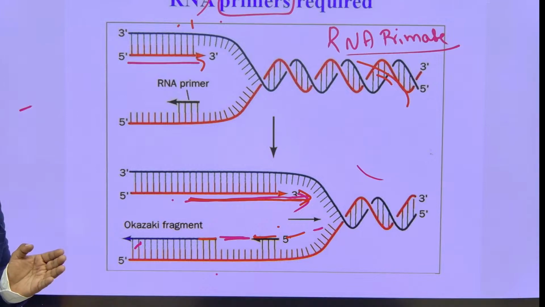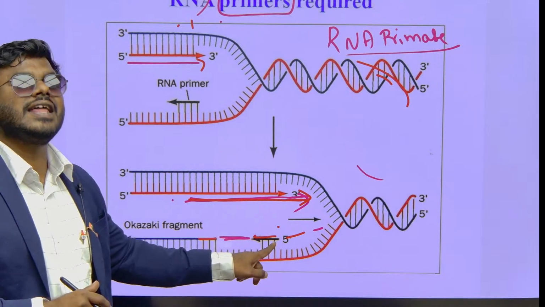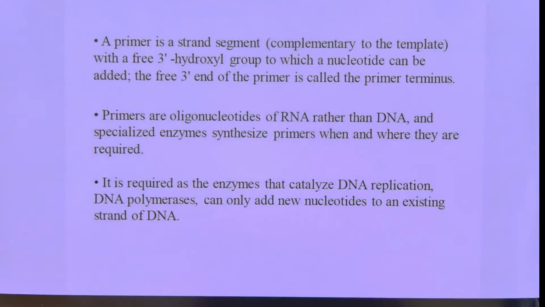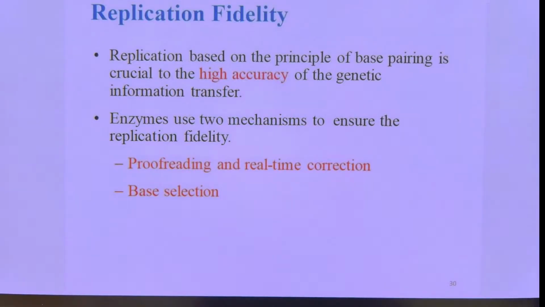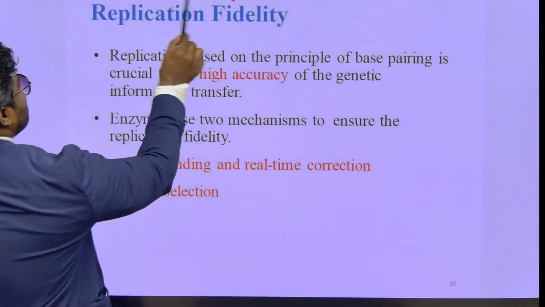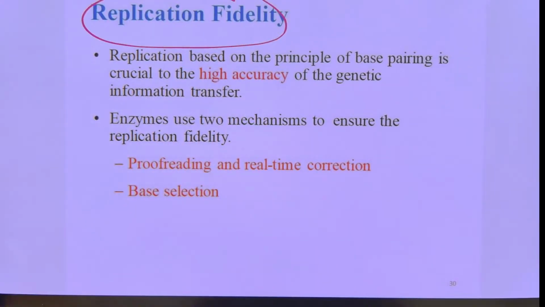Then there is a gap. We will replace it with DNA nucleotides. That we will read in the process. So primers are very important for the process of DNA replication. Then the last and final simple rule is replication fidelity, or accuracy.